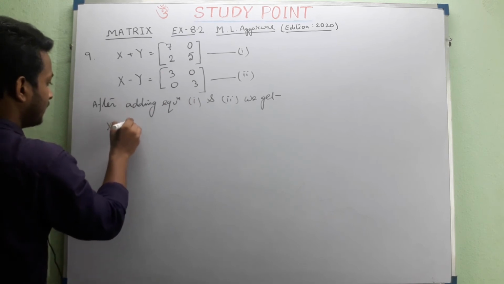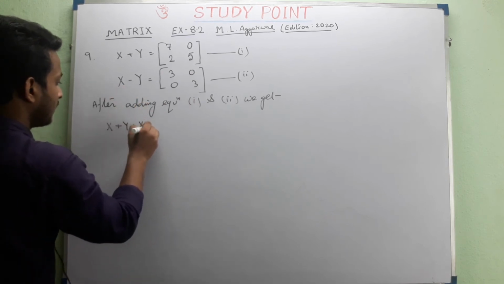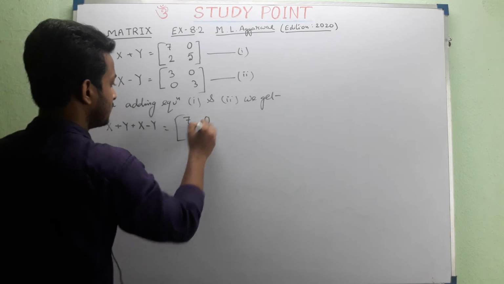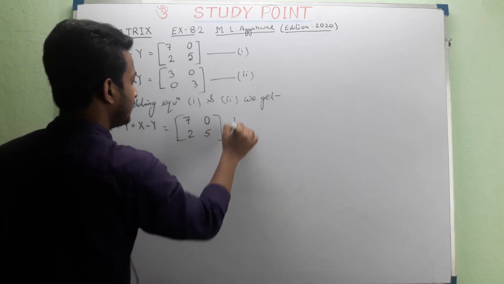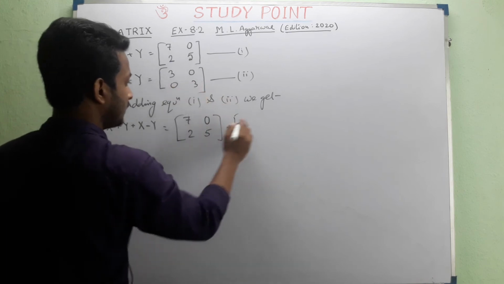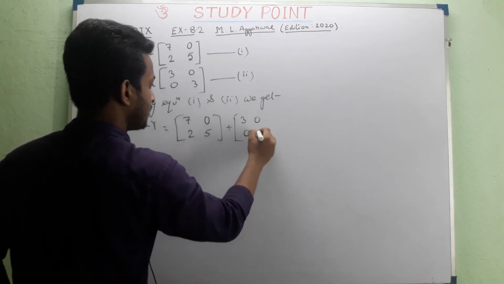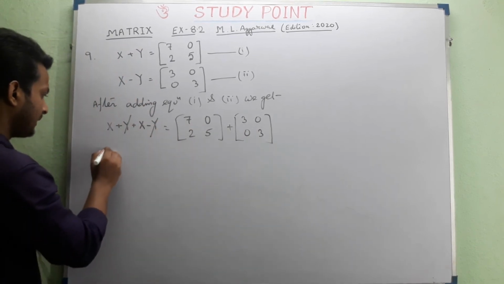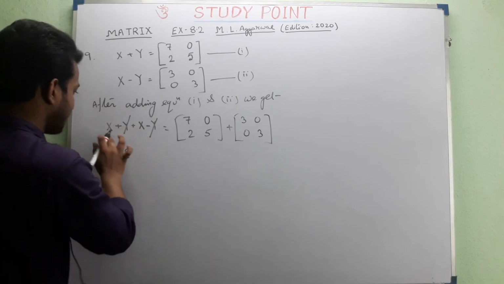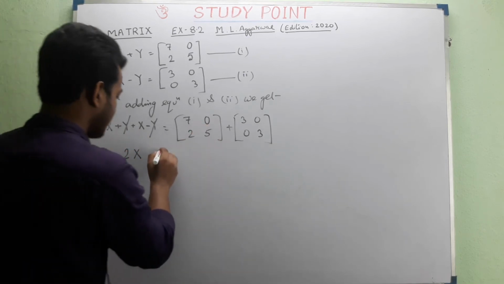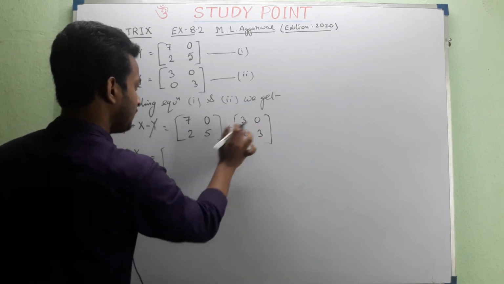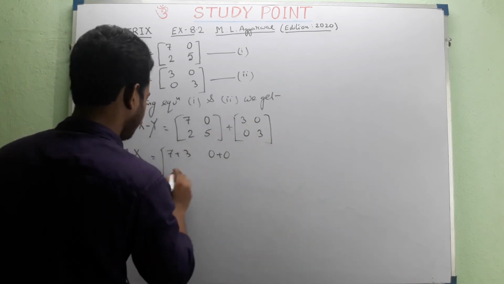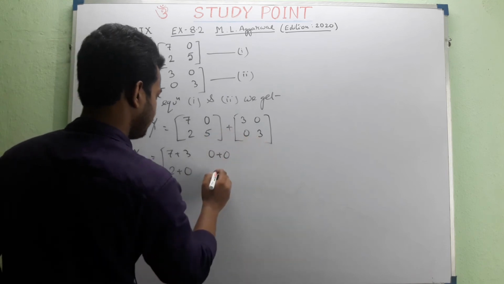What is over here on the left hand side? It is like that only. And what is on the right hand side? It is 7, 0, 2, 5, and this term will be added to the right side of equation number 2. Okay. Now see, plus Y minus Y will be cancelled out. So X plus X is 2X, and here we have to add these two matrices. So it will be 7 plus 3, 0 plus 0, 2 plus 0, 5 plus 3.